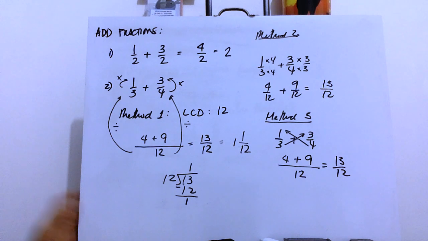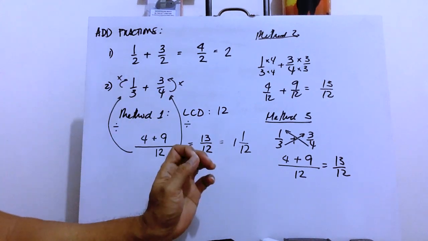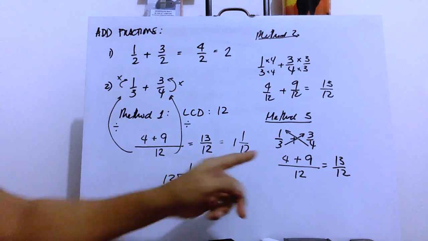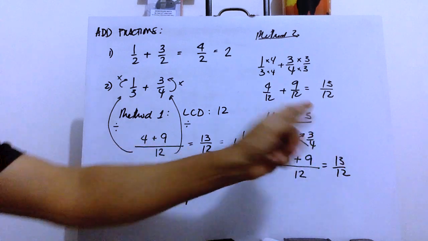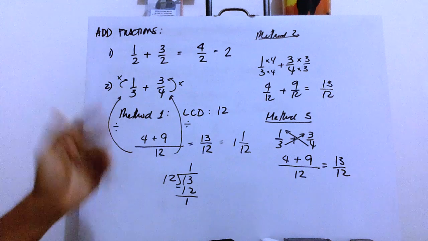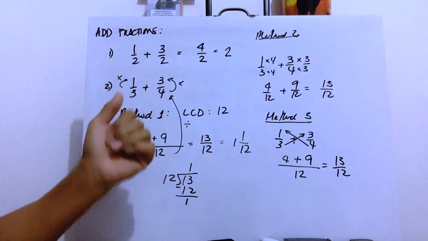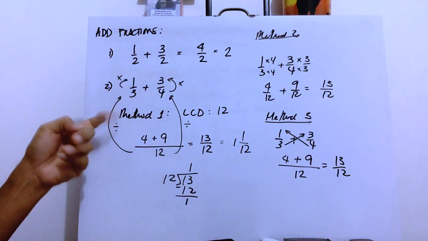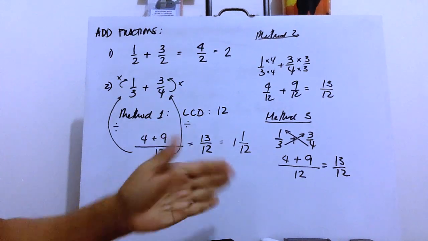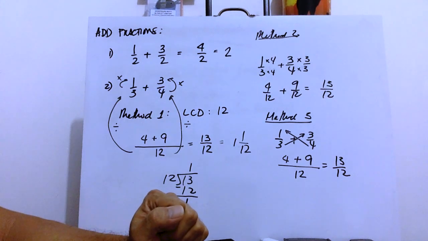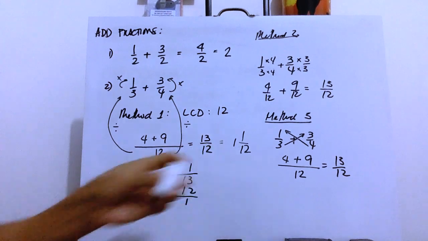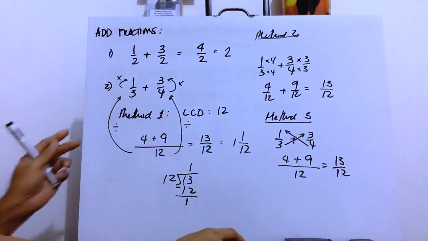The only limit of method 3, you can only apply that method to 2 fractions only. If you have a third fraction here, it's not advisable to use that method. But for the others, even though you're adding more than 2 fractions, you can use method 1 and method 2, but not method 3. Method 3 is only useful for 2 fractions. But that's fast, right, if you're adding 2 fractions.